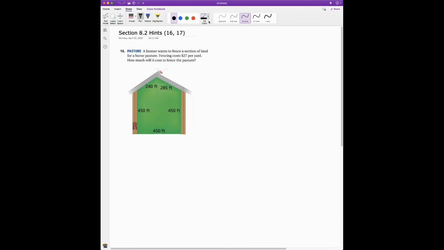So for number 16, it says a farmer wants to fence a section of land for a horse pasture, and the fencing costs $27 per yard. So for every yard, it costs $27. For 1 yard of fencing, it's $27. So how much will it cost to fence the pasture? So first, step one, find the perimeter.